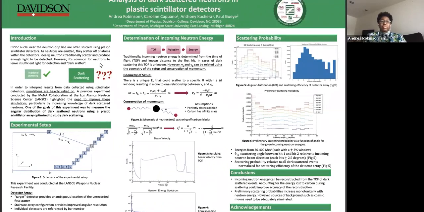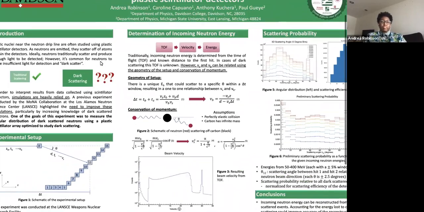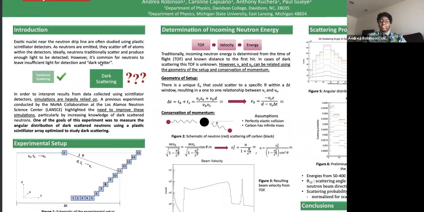Exotic nuclei near the neutron drip line are often studied using plastic scintillator detectors. As neutrons are emitted, the neutrons scatter off of atoms within the detectors, traditionally leaving enough light to be detected, but also commonly leaving insufficient light to be detected, known as dark scattering.